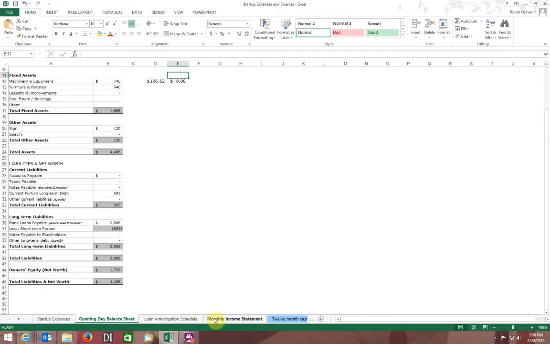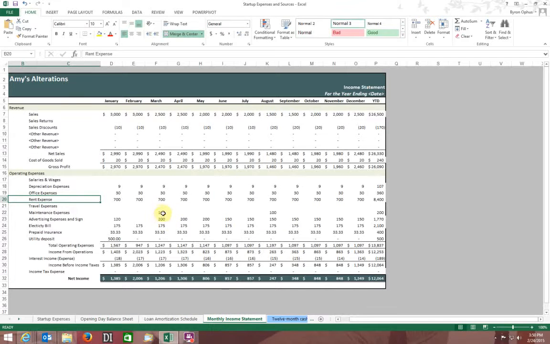Taking a look at the monthly income statement, you've got the utility deposit here, and that would be an error. We don't write off that utility deposit, because if it's truly a deposit, that's going to stay on the books until you close the business or move out. It's technically your money that your landlord is going to hold until some point in the future. So let's delete that 500 there if it will let us.